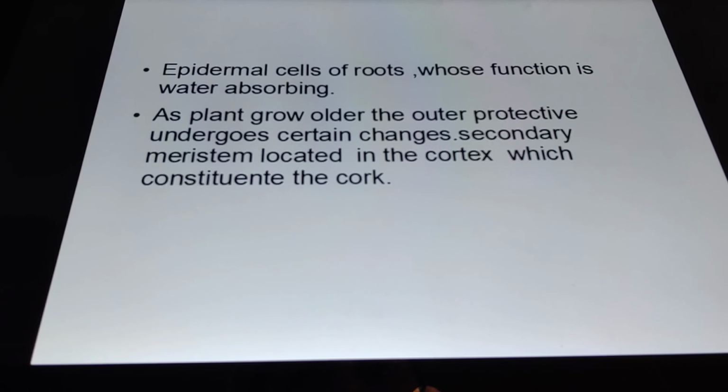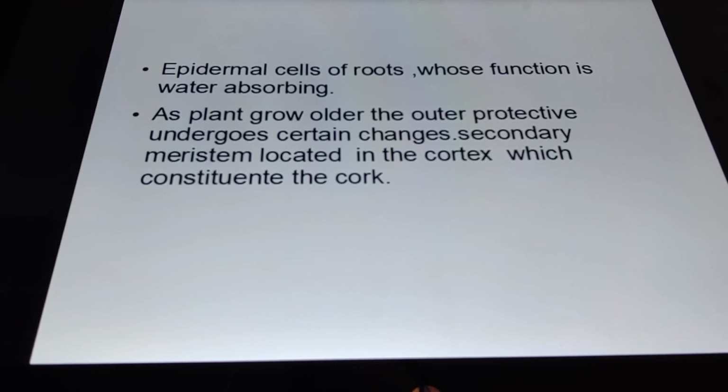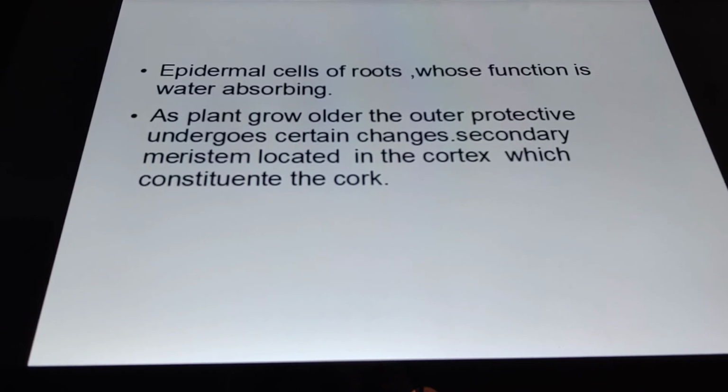So children, these are the functions of epidermal cells. The epidermal cells are present on the roots. Their main function is water absorption. They are present on the stem. Their main function is again protective, but as the plant grows older, the secondary meristem located in the cortex, which we call cork, forms.